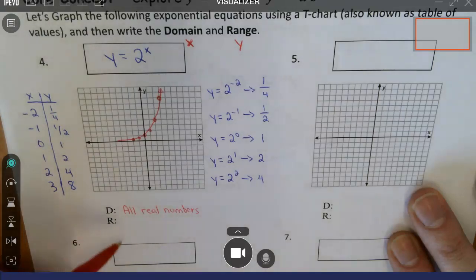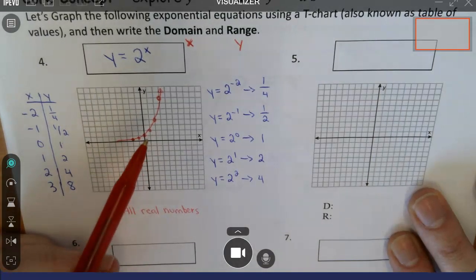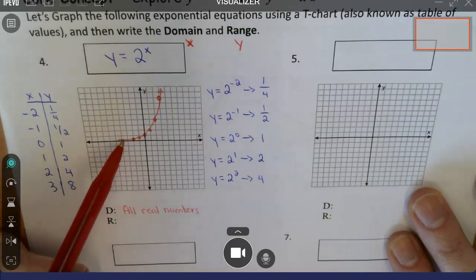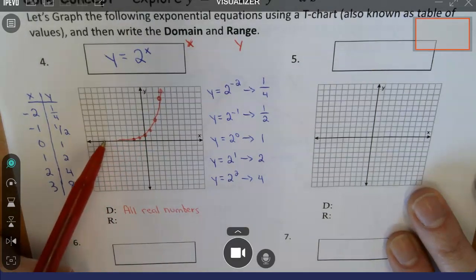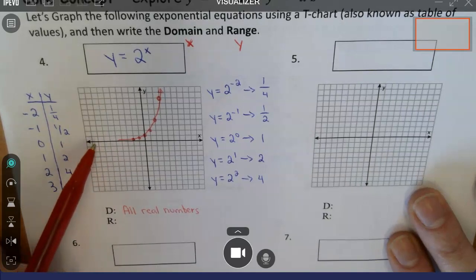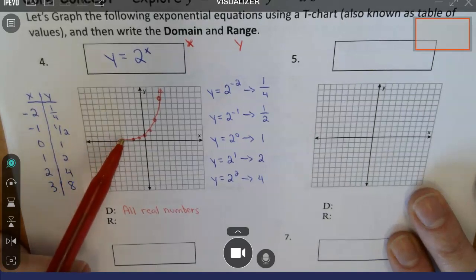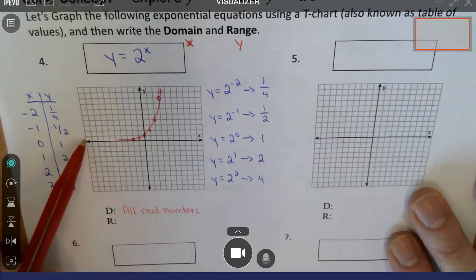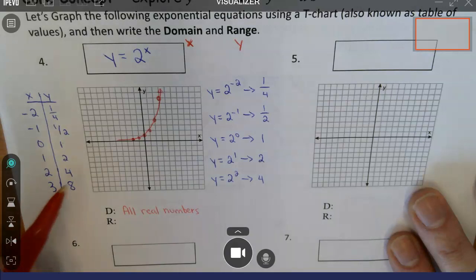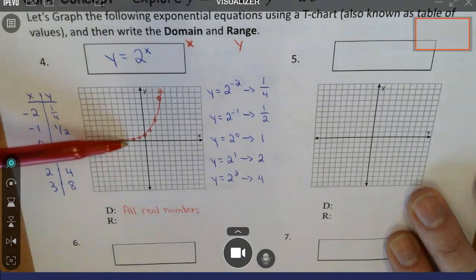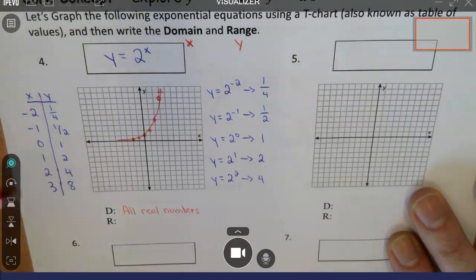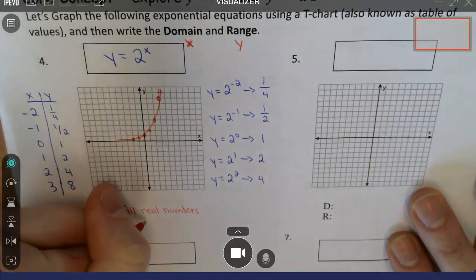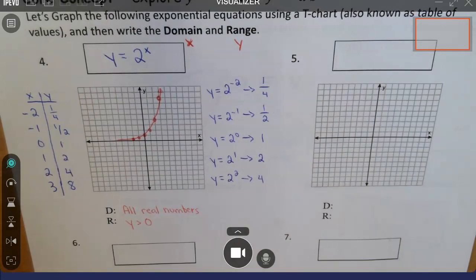But for your range, your y values, notice that as this curve comes down, it's going to flatten out. It's never actually going to reach 0 on the y-axis. It's never going to touch it. It's going to hug it, basically go right along it, but it'll never actually come in contact with 0. So the graph will never go down in this area. So the only y values that exist are y values that are greater than 0.